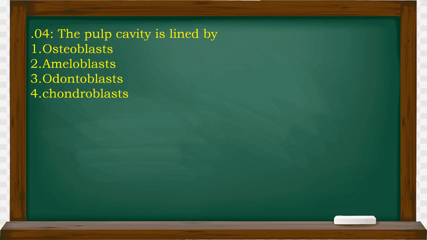Question number 4. The pulp cavity is lined by. Basically, the pulp cavity is seen in the tooth region where the tooth is attached. That socket is called the pulp cavity, and they are asking about the type of cells that line the tooth socket or the pulp cavity. And the options are: option number 1, osteoblast; option number 2, ameloblast; option number 3, odontoblast; and option number 4, chondroblast.